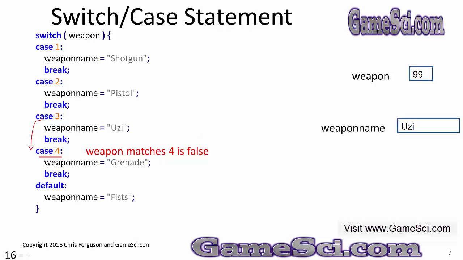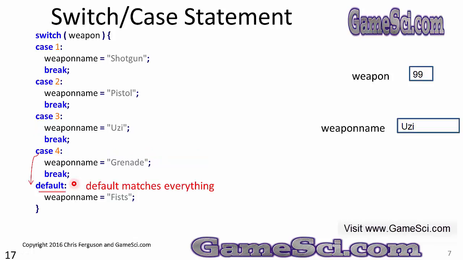So what's going to happen here when I have a value of 99 in weapon is it's going to hit what's called the default case. The default case matches everything. The default case says if none of these match, execute the default. It's kind of like that final else in the else if statement. It matches everything. If my weapon number does not match 1, 2, 3, or 4, it will execute the default.